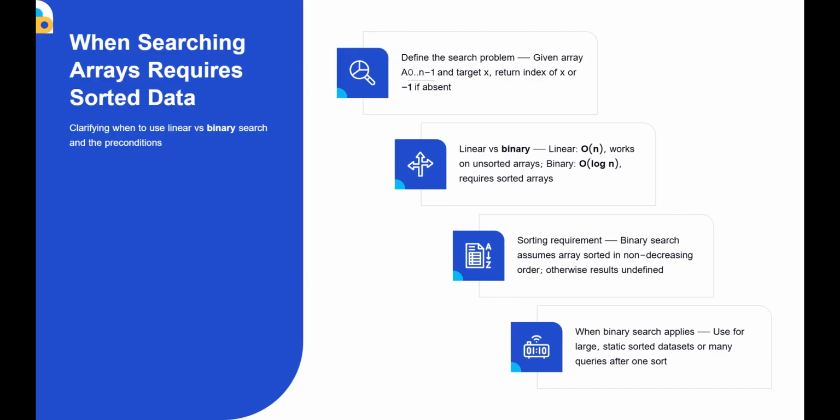Linear search time complexity is order of n and works on unsorted arrays. Binary search time complexity is order of log n and requires sorted arrays. Sorting requirement: binary search assumes arrays are sorted in non-decreasing order, otherwise results are undefined. When binary search applies: it is used for large static sorted datasets or many queries after one sort.